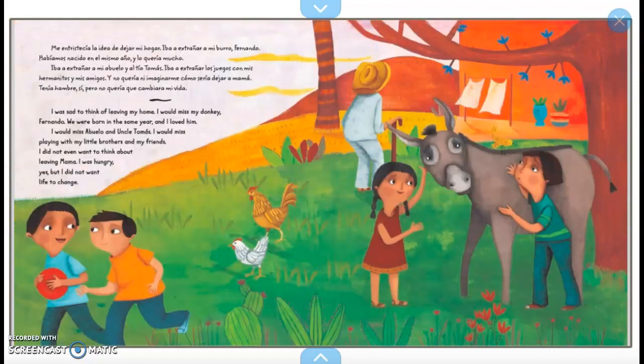I was sad to think of leaving my home. I would miss my donkey, Fernando. We were born in the same year, and I loved him. I would miss Abuelo and Uncle Tomas. I would miss playing with my little brothers and my friends. I did not even want to think about leaving Mama. I was hungry, yes, but I did not want life to change.